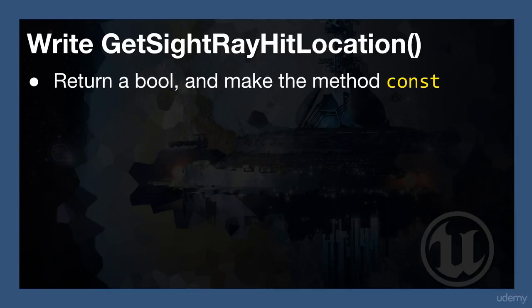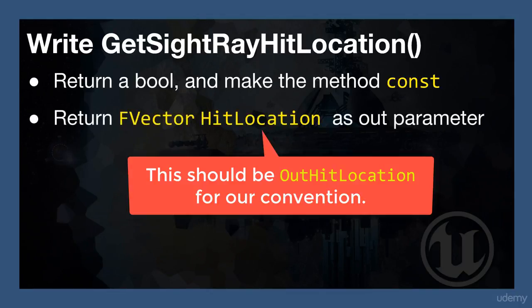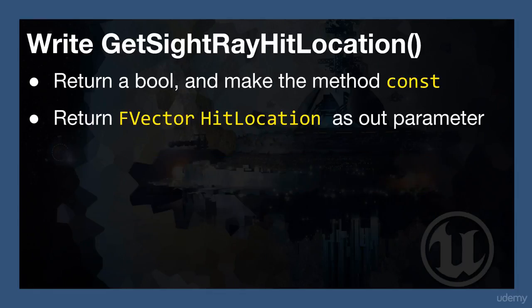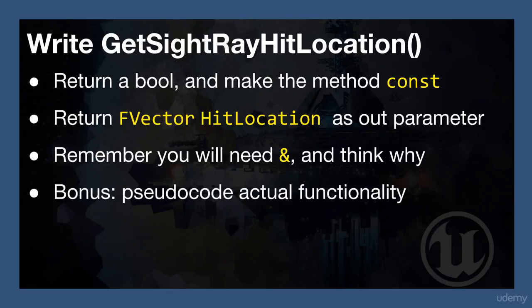So it's going to return a bool, and it's going to be a const method because it's just going to return an out parameter. It's not going to mutate any of the member functions of this tank player controller. We want to return an FVector called HitLocation as an out parameter, but remember you need to use an ampersand somewhere. The reference, or is it address of, operator, depending on whether it's a prefix or postfix. Remember, about two thirds of the way through Building Escape, we talk about this in the references and pointers lecture.